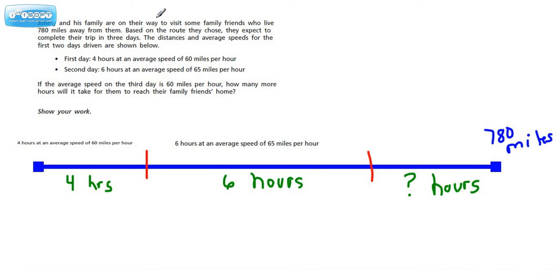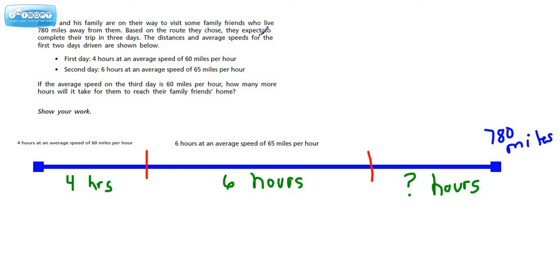Jimmy and his family are on their way to visit some family friends who live 780 miles away from them. So if we map this out and write the 780 miles that they have to go, that's probably a good way to just wrap our brains around how to do this. Based on the route they choose, they expect to complete their trip in 3 days. So here's day 1, day 2, and day 3.